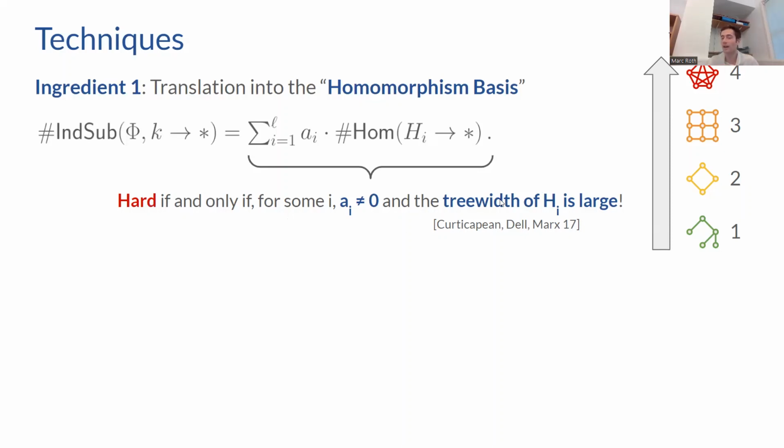And again, I won't define tree width formally, just think of it as being a notion of how tree-like a graph is. So trees have tree width 1, cycles have tree width 2, and cliques have maximum tree width.